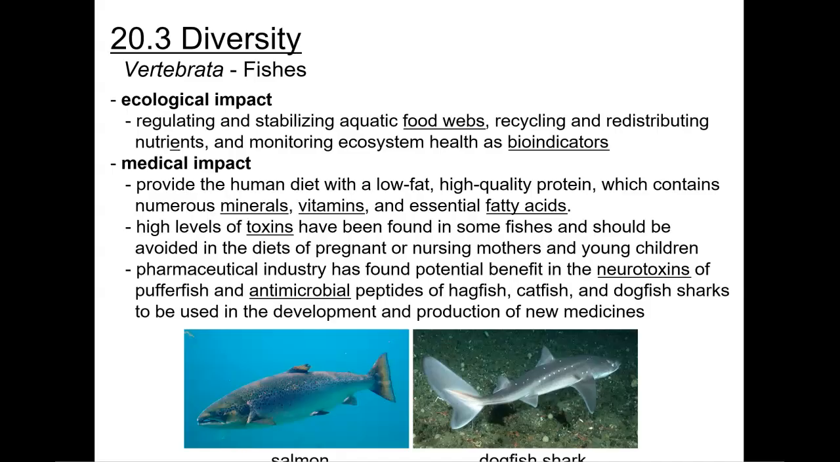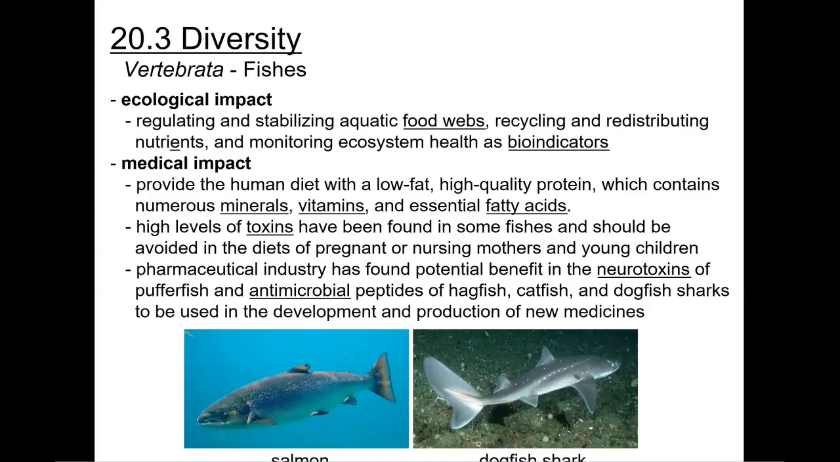Ecological impacts of these fish are regulating and stabilizing aquatic food webs. They recycle and redistribute nutrients, and they help with monitoring ecosystem health as bioindicators. So if we start to see these fish disappear or start to die, we notice that something's off within that area.